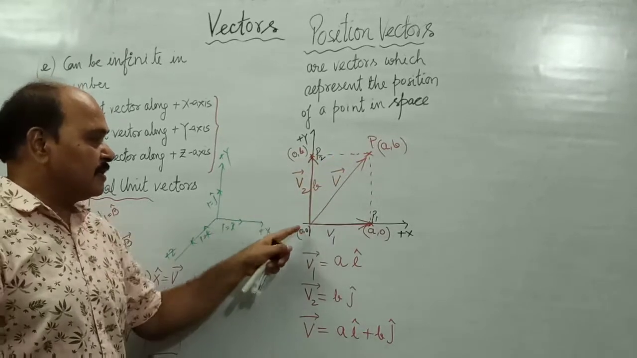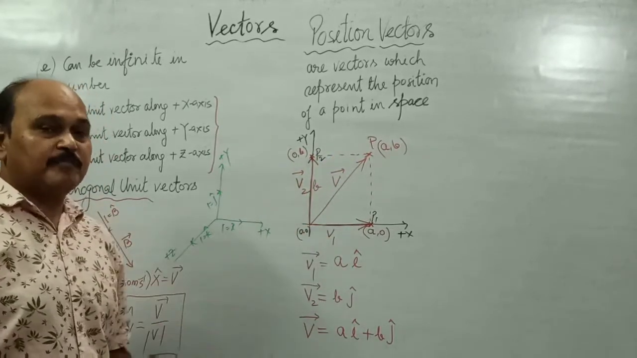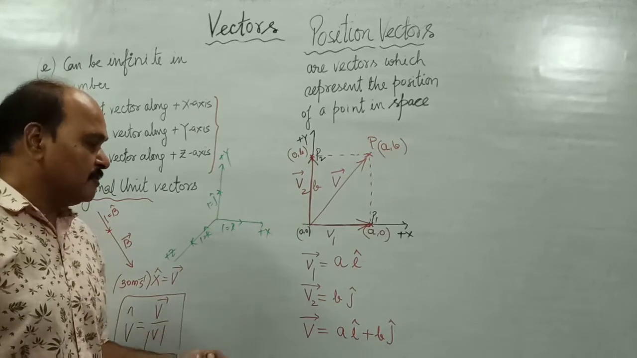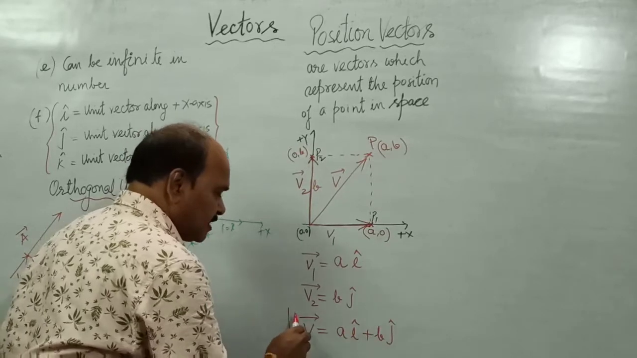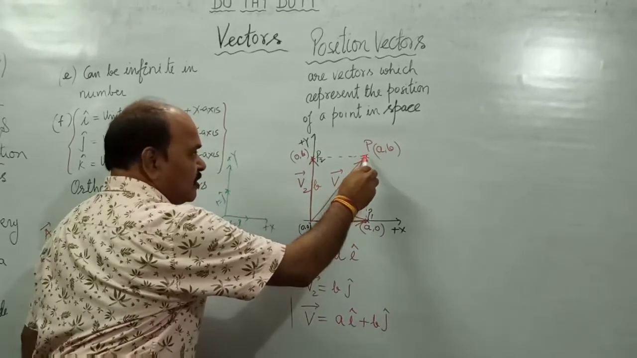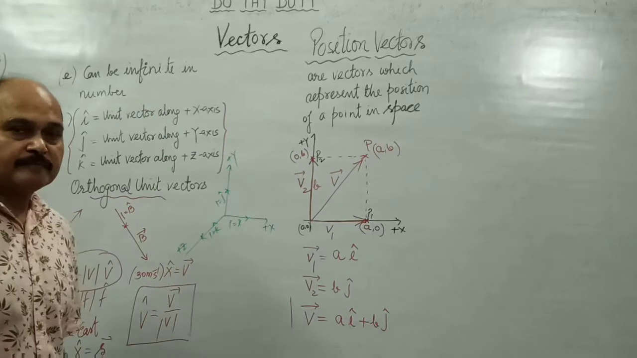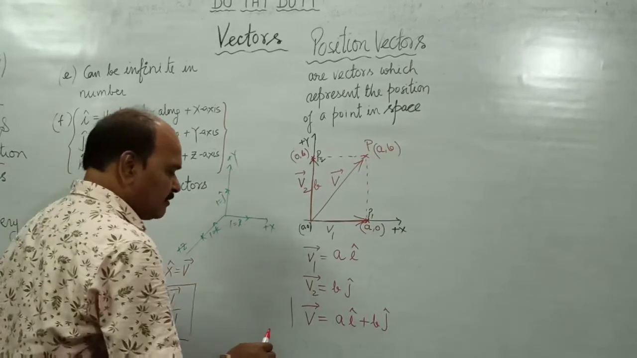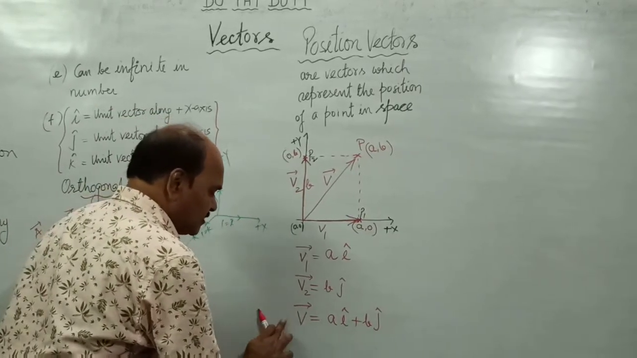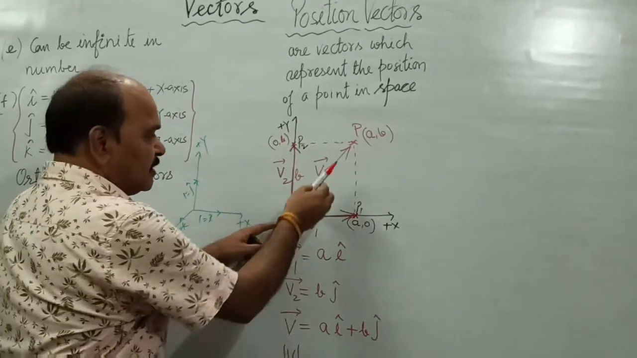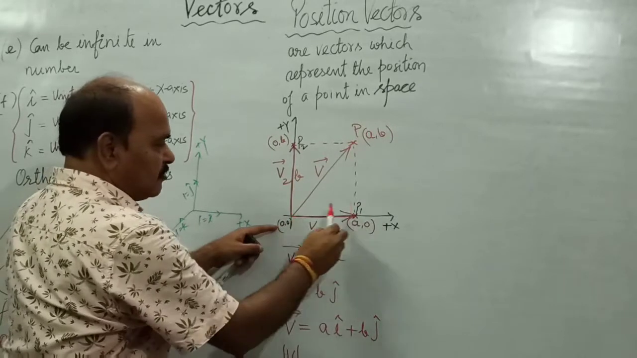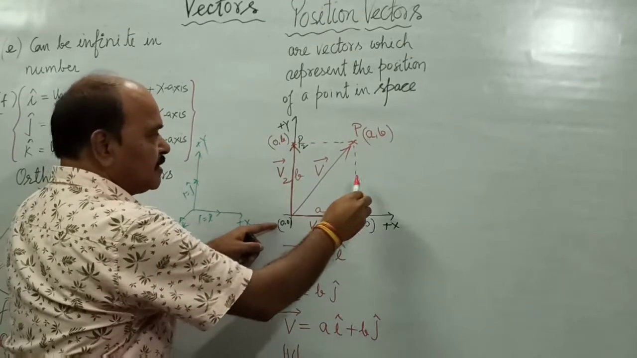So this is V vector, these are two of its components, V1 and V2. So this V vector is A i cap plus B j cap. This is the position vector of the point P here in the plane. Now what is the length of this vector? Can we find out? The length of this vector is going to be, see, this length is going to be A, you know already, this length is B.